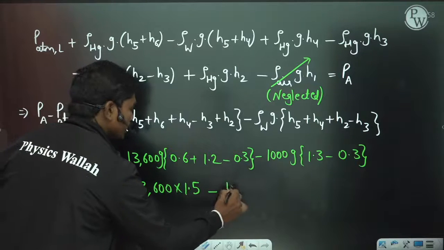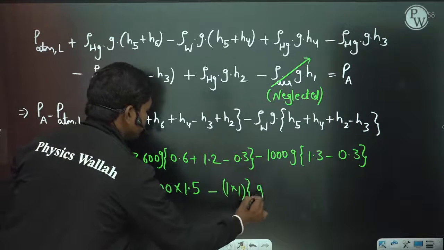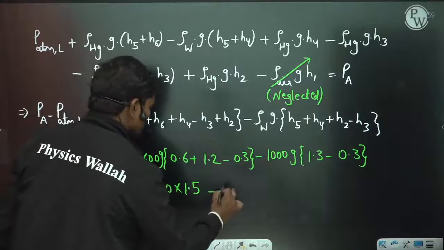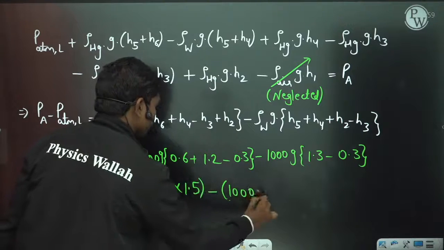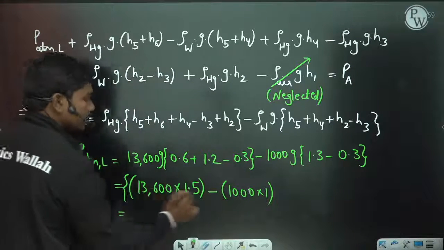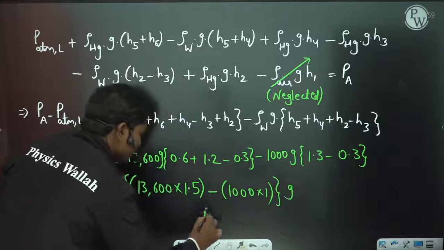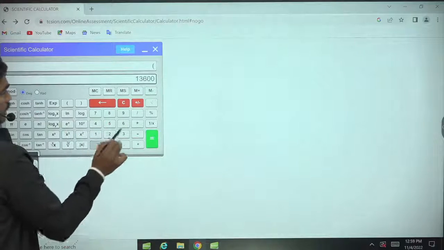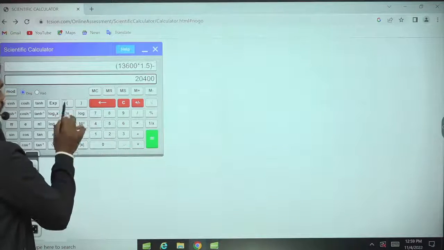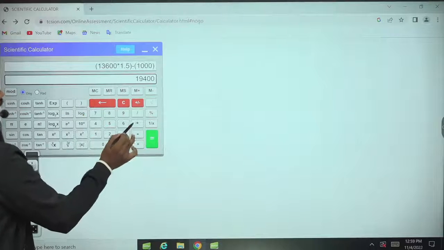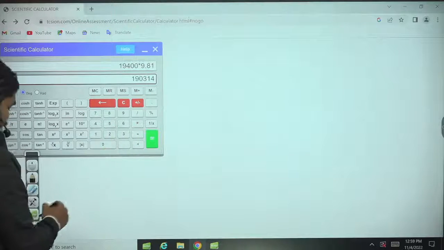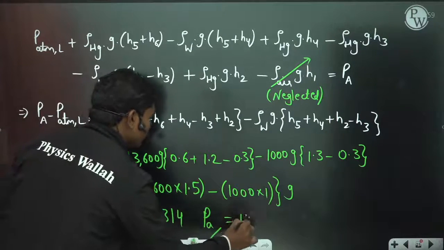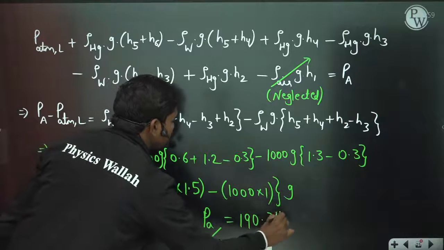minus 1 into 1, so that is 1 anyhow. This value is multiplied with G, giving these many pascals. Into 1000 is there, correct? So 1000 into 1. These many times G, these many pascals. So 13,600 into 1.5 minus 1000, if you simplify, this value multiplied by 9.81 gives 190,314 pascals, which is 190.314 kilopascals.